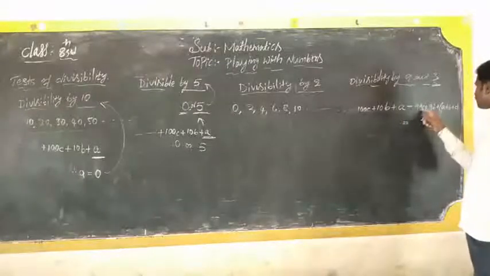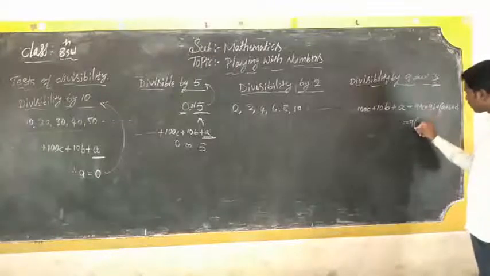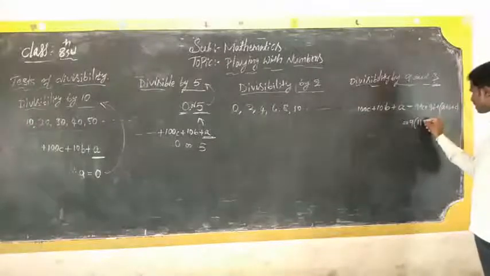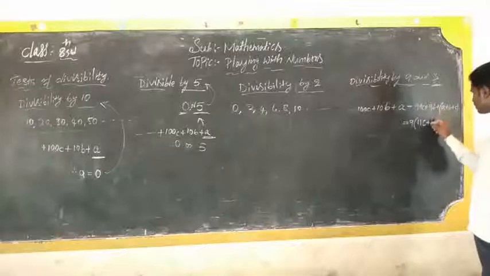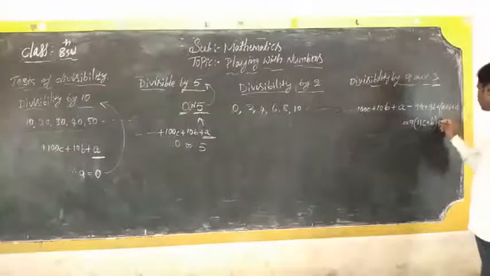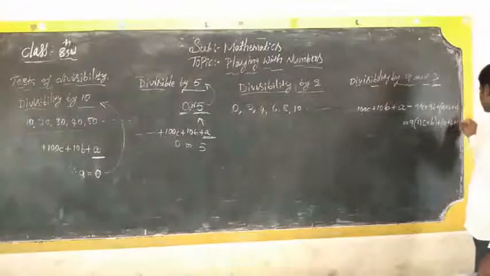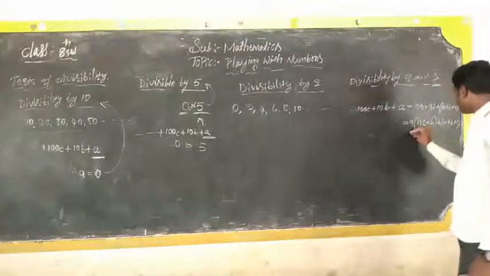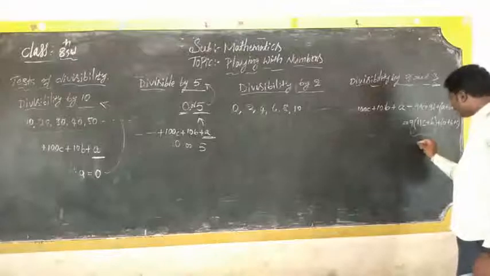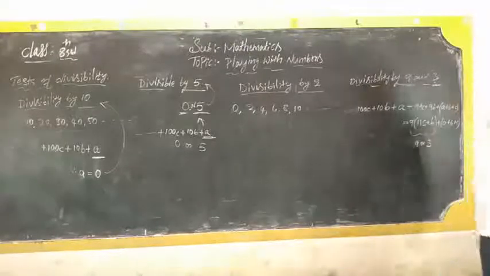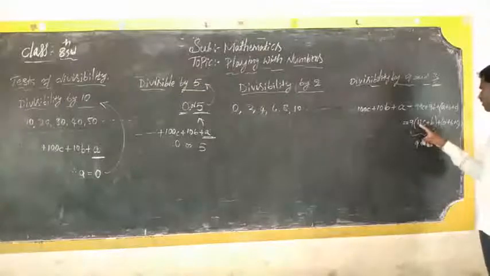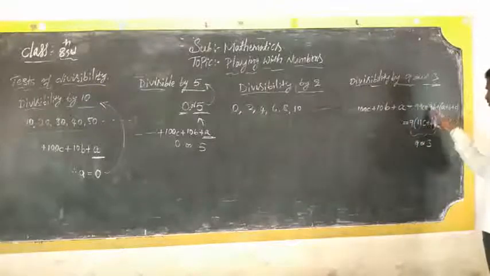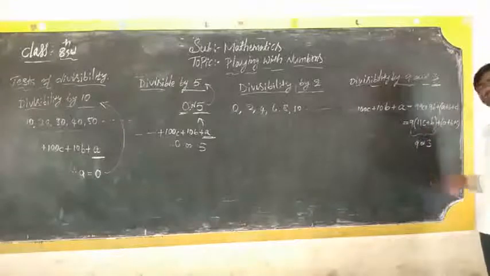So in the end, take 9 as a common factor: 9 elevens are 99c, plus 9b, plus a plus b plus c. Understood that? Yes, this must be divisible by 9 or 3. 9 elevens are 99, 9 ones are 9. So this part is completely divisible by 9 or 3.